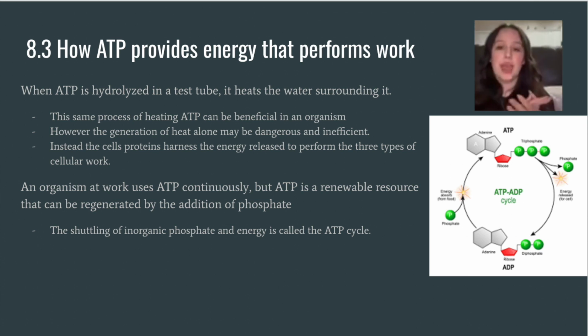The organism at work uses the ATP continuously, but ATP is a renewable resource that can be regenerated by the addition of phosphate. So as the ATP is getting used, it is also being regenerated as phosphate is being added to the cells. The shuttling of inorganic phosphate and energy is called the ATP cycle. This cycle repeats over and over again, which helps the energy needed for the cells to perform this work.